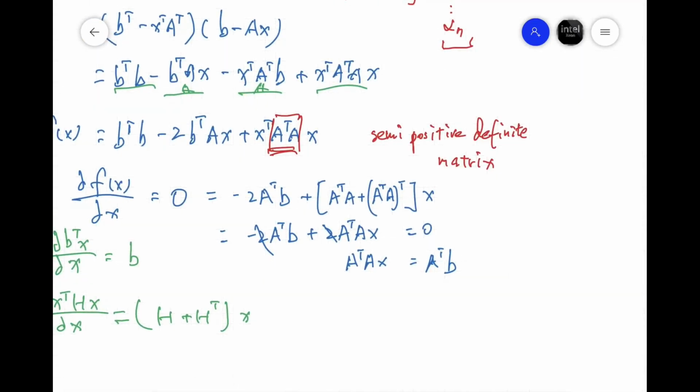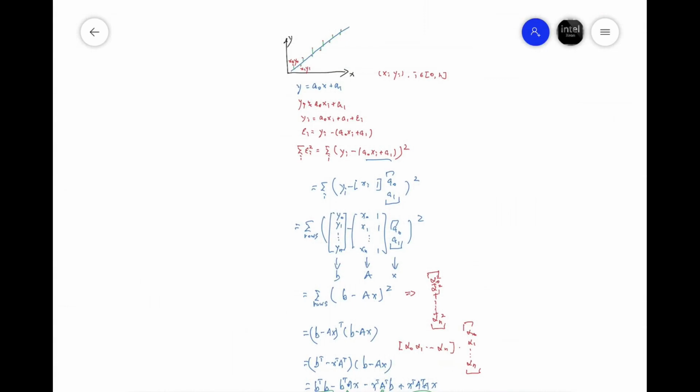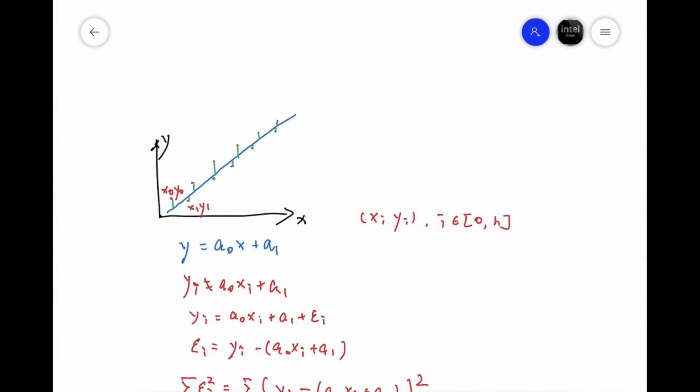And since we reach here, we just need a final step, which is solving X. And that becomes very easy. The straightforward way is to calculate the inverse of A transpose A and then multiply to the left side of A transpose B. And then you get your X. And you get the equation of the fitted line, which has the least squared errors between the points and the fitted line.